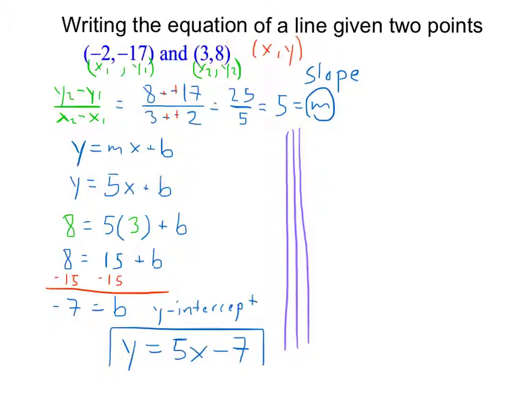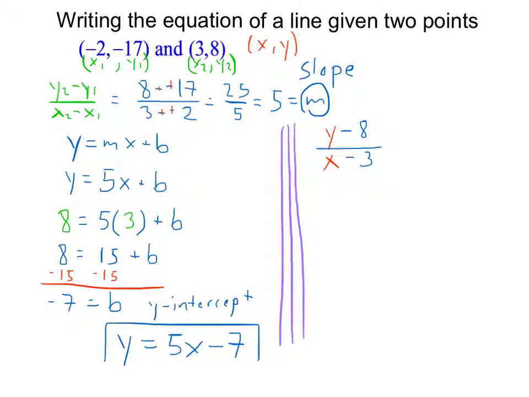So I'm going to use 3, 8. The change in y's this time is y minus 8 over the change in x's, x minus 3. But all 3 of these points are on the same line, and that rate of change is constant throughout, and I know that that slope is 5. So this has to be equal to 5. This is already the equation of a line for me.